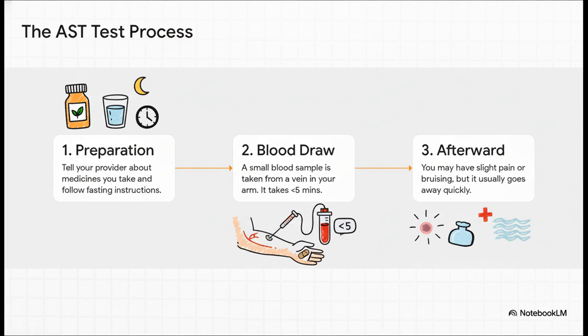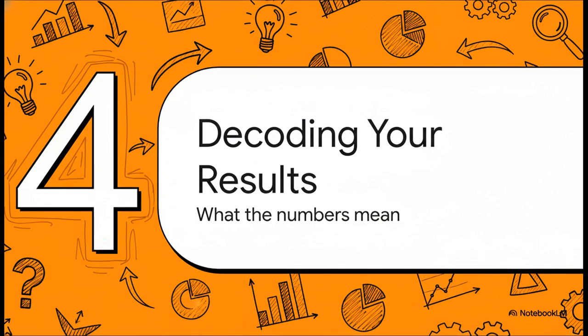Sometimes they'll ask you to fast, but that's usually because they're running other tests at the same time. Then there's the blood draw itself. A small needle in your arm. It takes less than 5 minutes, really. And afterwards, you might have a tiny bit of bruising where the needle went in, but that usually fades super fast. And that's it.